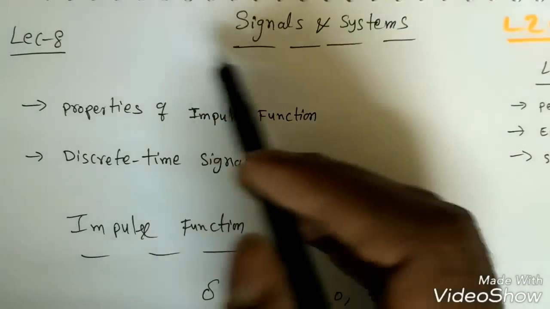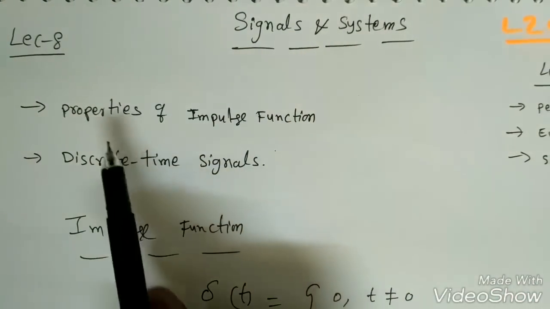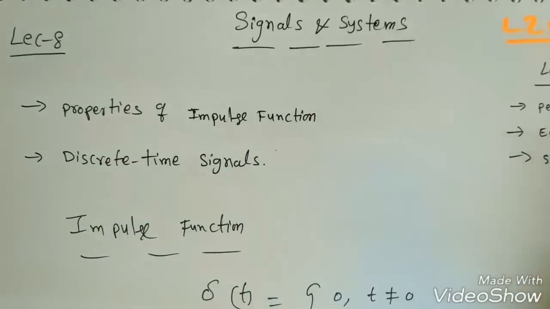This is lecture 8 in signals and systems. In this lecture we are going to discuss the properties of the impulse function and the different types of discrete time signals.